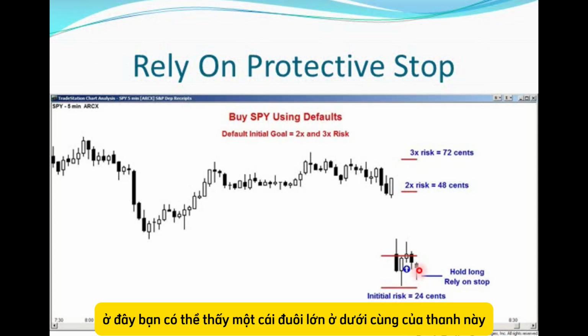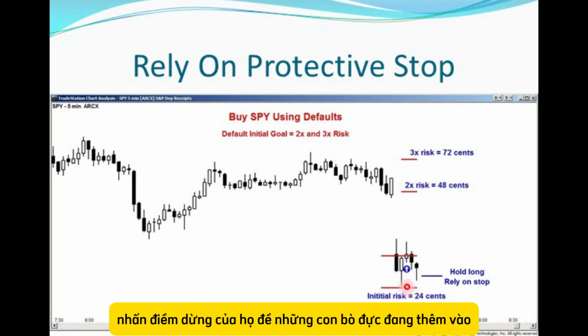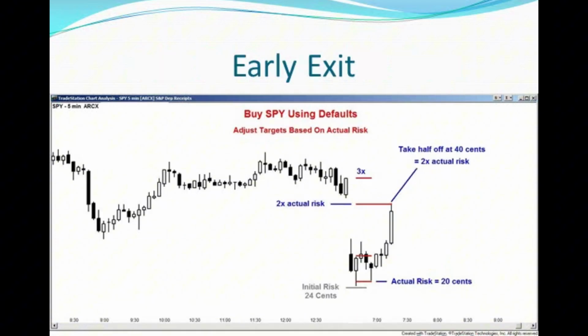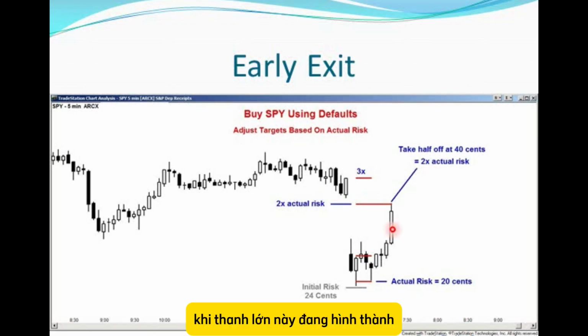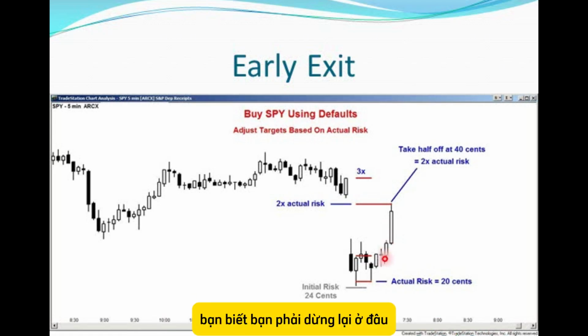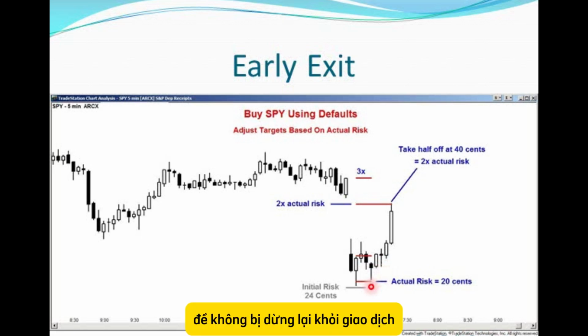Here you can see a big tail on the bottom of this bar, and that's caused by bulls aggressively buying, trying to prevent the market from coming down, hitting their stop, so the bulls are adding on. As the market starts to go up, as this big bar is forming, you quickly determine what your actual risk was. Where did you have to have your stop to not get stopped out of the trade?